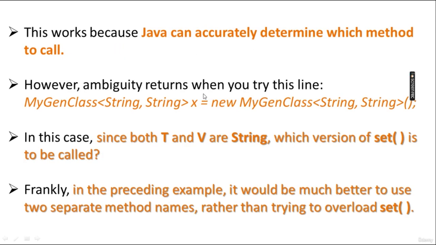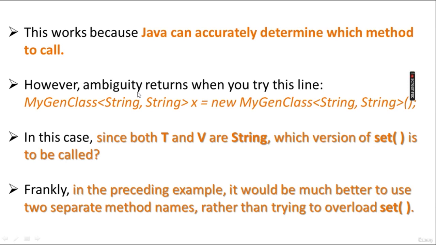Java can accurately determine which method to call in this case. However, ambiguity returns when you write like this: MyGenericClass<String, String> x = new MyGenericClass<String, String>. In this case, both T and V are String. Which version of set is to be called? It does not know, because one set has T as a parameter, the second set has V as a parameter, but both are of type Object. So at that time, the Java compiler does not know which version of set is to be called.